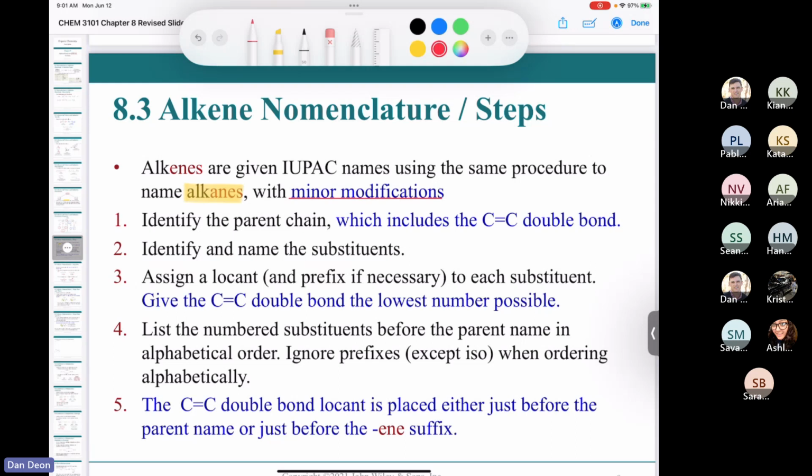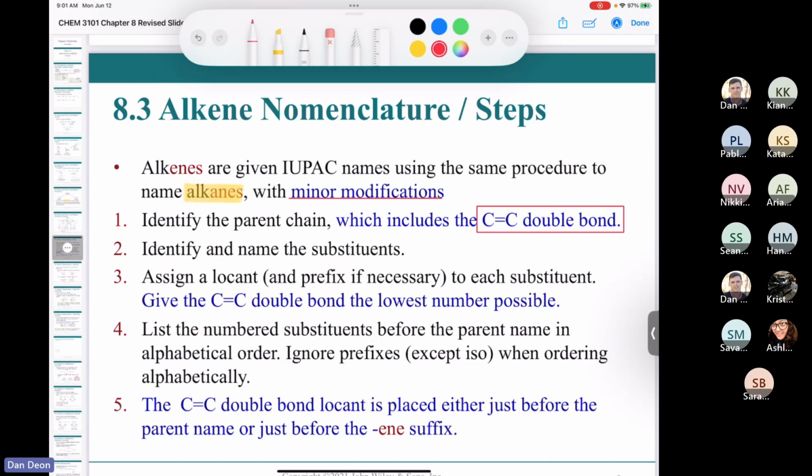So the first difference is this. When we were naming an alkane, all we had to do was find the longest carbon chain. Remember that? We just found the longest carbon chain by trial and error. Well, now we're going to up the ante. We're going to find the longest carbon chain, but it's got to contain the double bond. Okay, so it's got to be the longest carbon chain that has the double bond in it. And I'll show you an example of that in just a second.